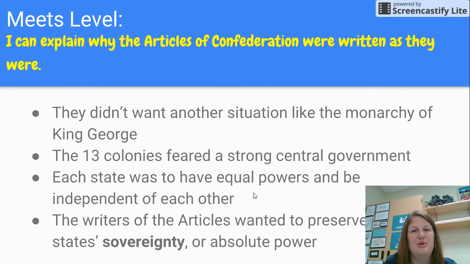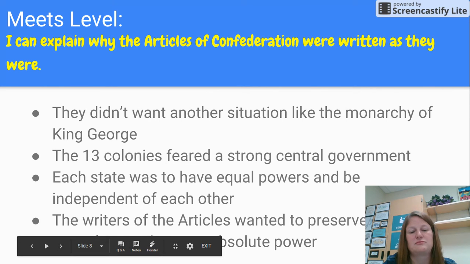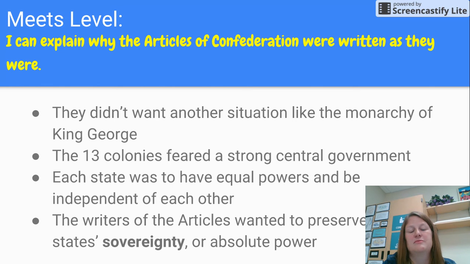Each state was going to be independent, kind of do their own thing, as I mentioned. And the whole point was to make sure that each of the states had their own absolute power, that each state had their sovereignty, is the word for it. But like I said, that's just this idea that each and every state is going to act like its own country. So at this point, if Mrs. Kramer needs to press pause so that you can get these notes taken, that's great. Otherwise, like I said, it's in Empower, and you can always look at them later.